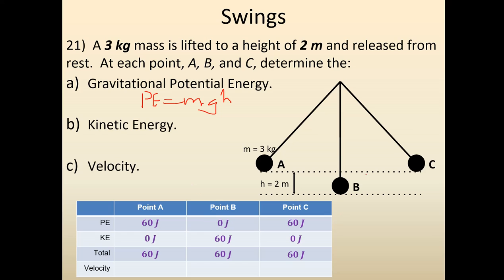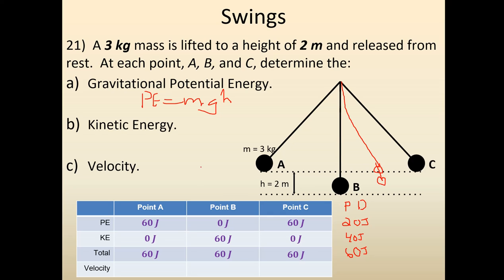I could do the same thing if I wanted to know about some point here that's in between, maybe call it point D, and I figured out using mgh that the potential here was 20 joules. Well, because the total has to still be 60, that means my kinetic energy would be 40. This is how we use conservation of energy. The idea that the total energy doesn't change, so it's getting split between potential and kinetic in some way.